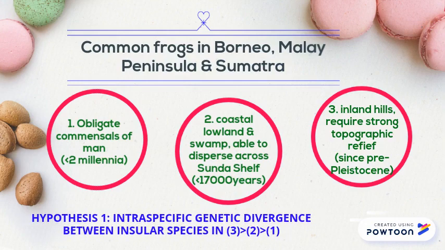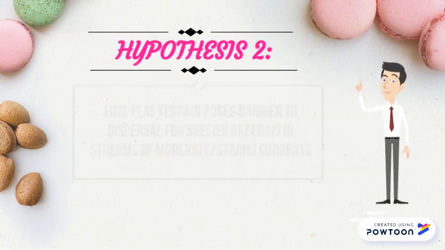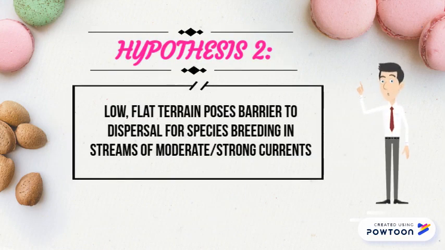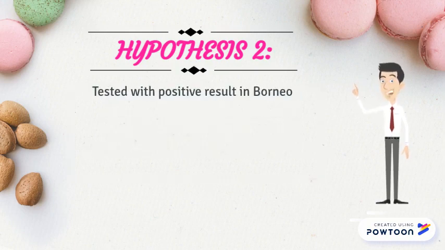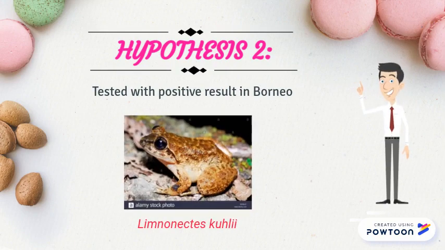Hypothesis 1 states that the intraspecific genetic divergence between insular populations in the third group is the greatest. Hypothesis 2 states that low, flat terrain poses a barrier to dispersal for species breeding in streams of moderate or strong current, and this was tested with a positive result in Borneo, on Rhacophorus cooki.